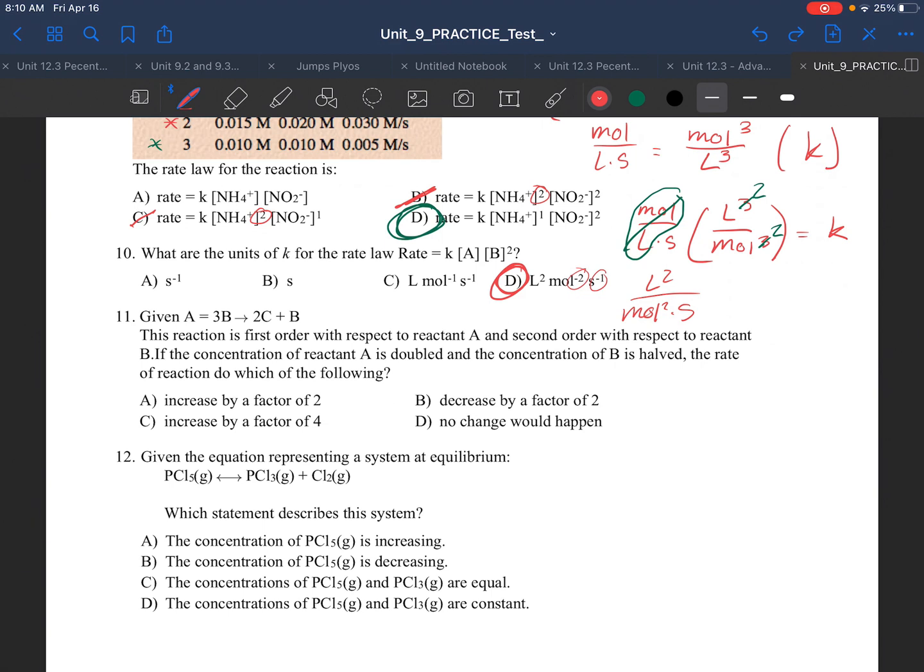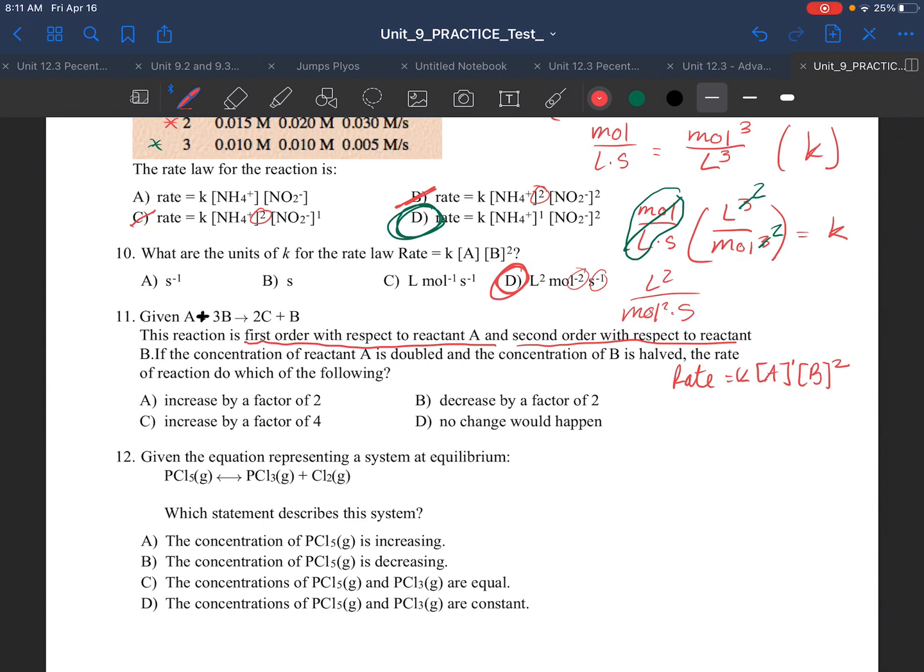Number 11 had a typo. This equal sign should be a plus sign. Now, reading the problem, it says that this reaction is first order with respect to reactant A and second order with respect to B. So the first thing you have to be able to pull from this question is that rate is equal to K times the concentration of A times the concentration of B. When it tells you it's first order with respect to A, that means this is a power of 1. So the orders are the exponents. Second order then will be 2 as your exponent.